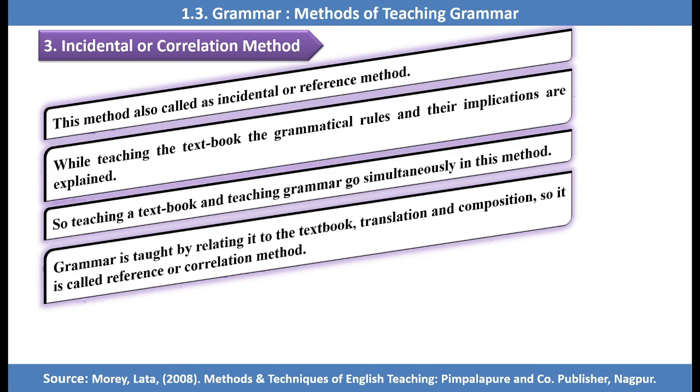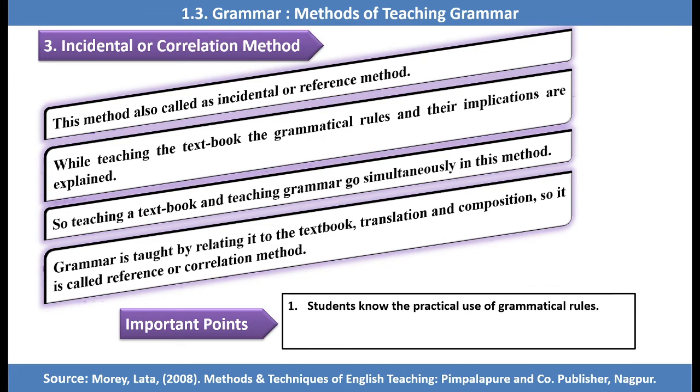So it is called the reference or correlation method, because while teaching a textbook, if the teacher is going to introduce the grammar in that textbook, he is going to correlate it. By correlating, the students learn it. So that is why it is called correlation, and it is called incidental because incidentally it is learned.